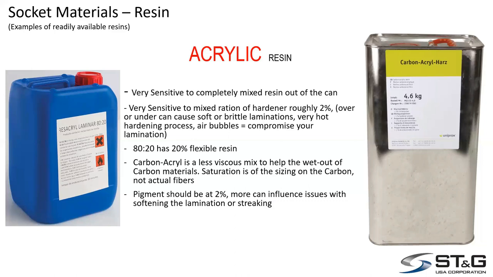Now, the pigment as well, you need to be sure that it's 2%, and you don't want to fluctuate and add more. If you add more, it can actually soften your lamination. The other thing too is, when you stir it, you can get darker spots and lighter spots and streaking within your lamination.